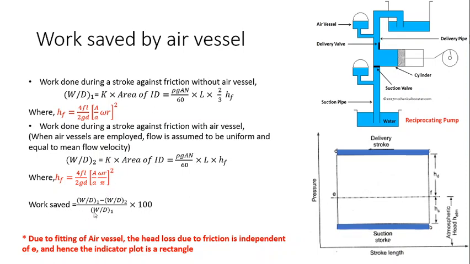Now the work saved, if you want to show it as a percentage, is WD1 minus WD2 divided by WD1, into 100.